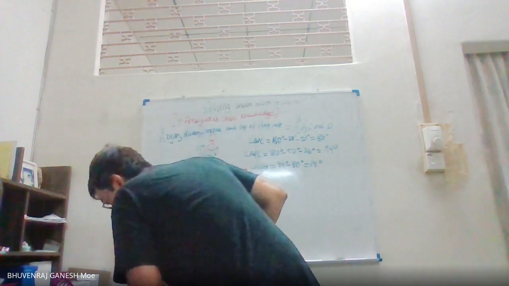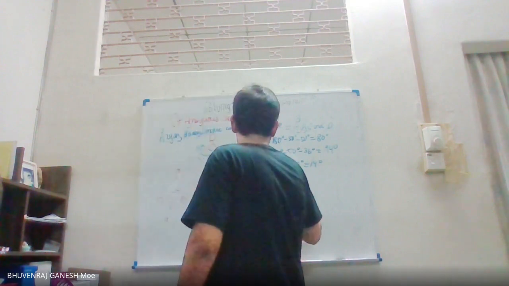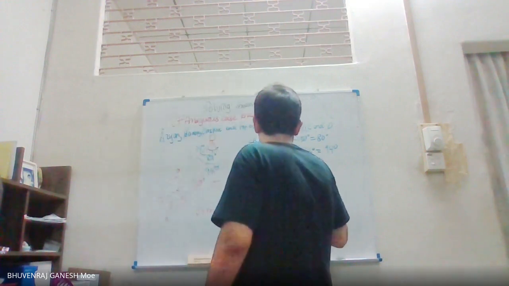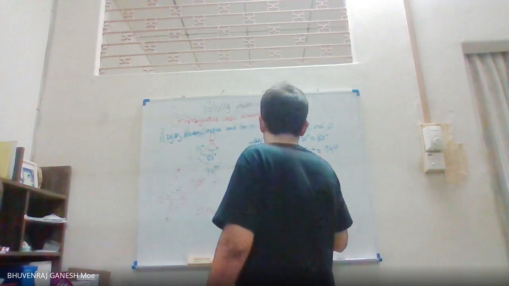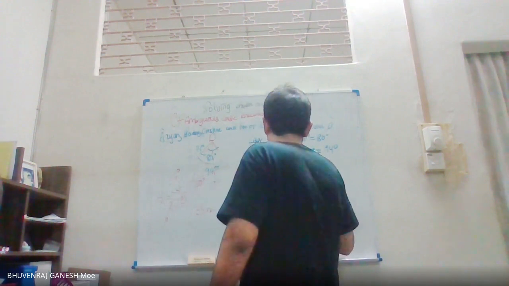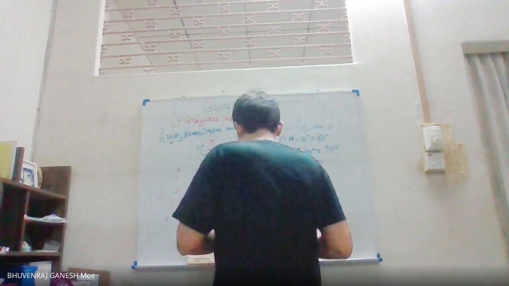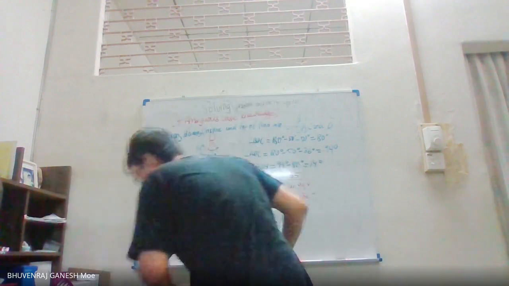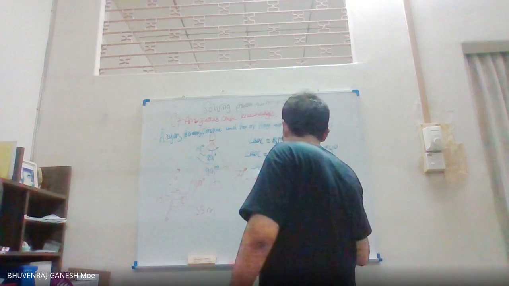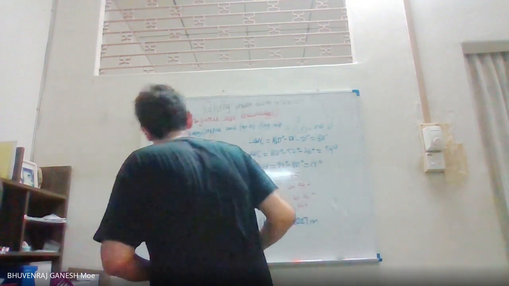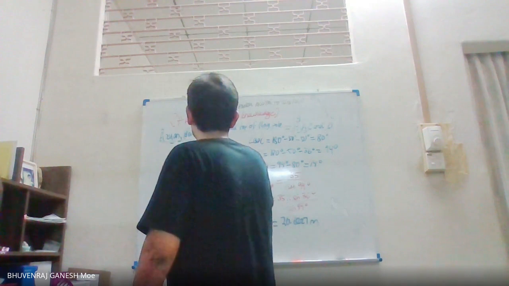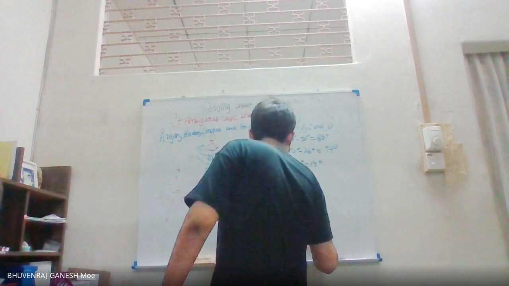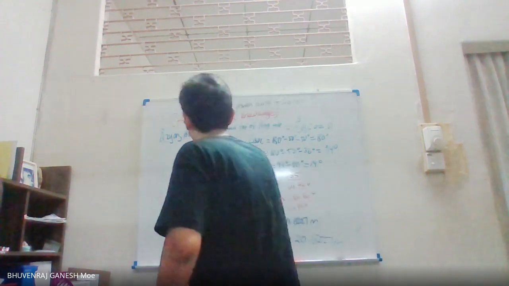BC over sine 36 is 35 over sine 94. So DC is 35 times sine 36 over sine 94. So you will get DC is equal to 20.6227 meter. That's the answer for DC. So DC is this. DC is equal to DB is equal to 20.6227 meter.